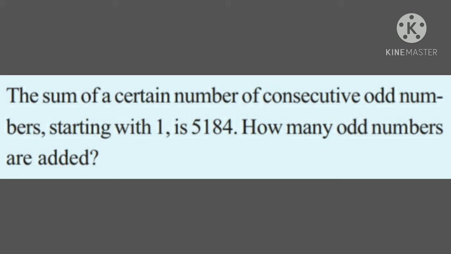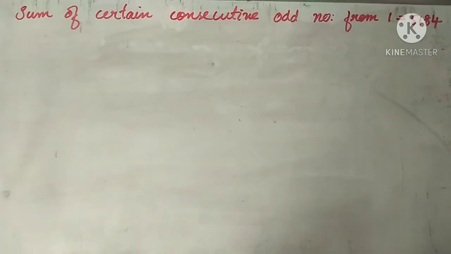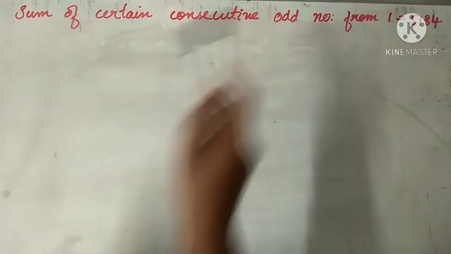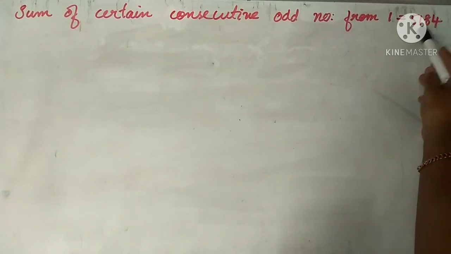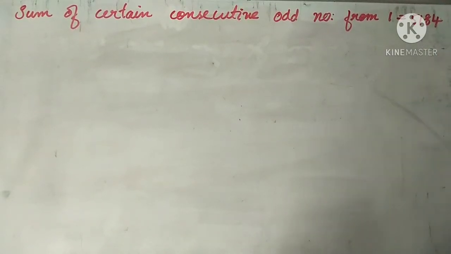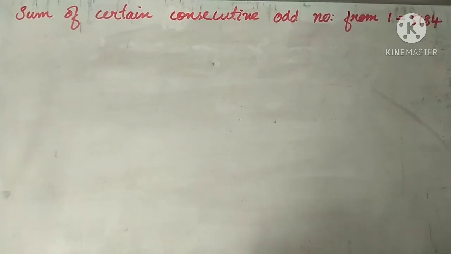Next question. The sum of a certain number of consecutive odd numbers starting with 1 is 5184. How many odd numbers are added? According to the question, when we add a certain number of consecutive odd numbers from 1, we get the answer 5184. We have to find how many odd numbers we add to get 5184.